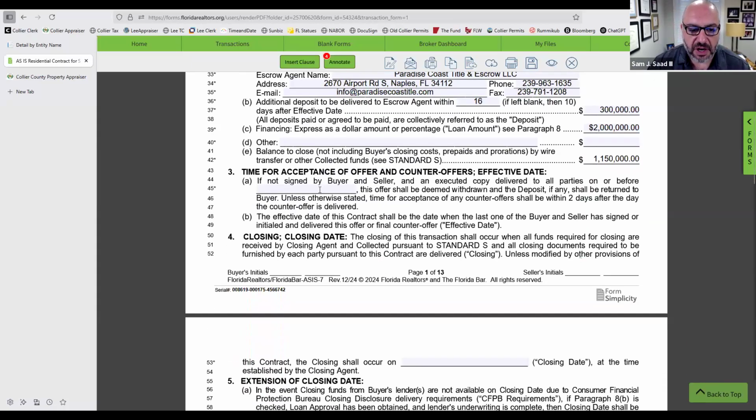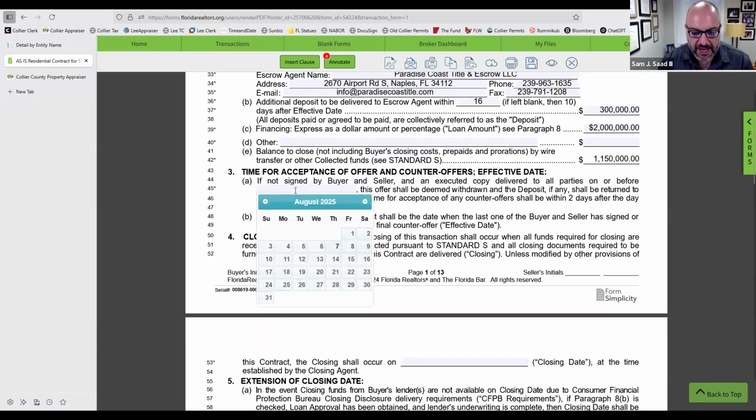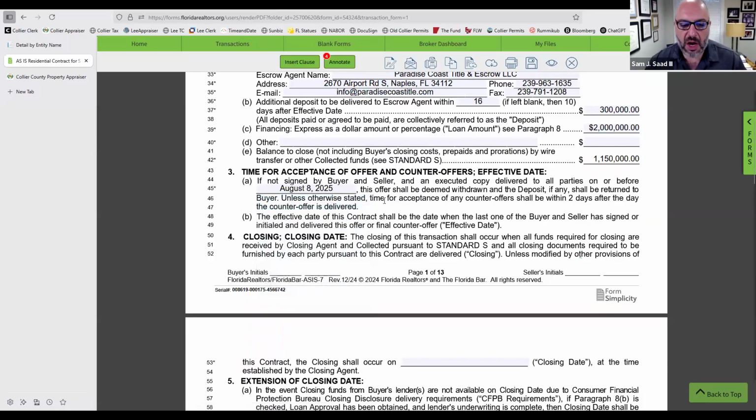Time for acceptance is our next section, section 3. Now, this contract does not give a specific time. So if you want a specific time, you would have to write it in. We're going to give one business day, August 8th, that's tomorrow, to get this contract in. And we're not going to wait all day till 11:59 p.m.